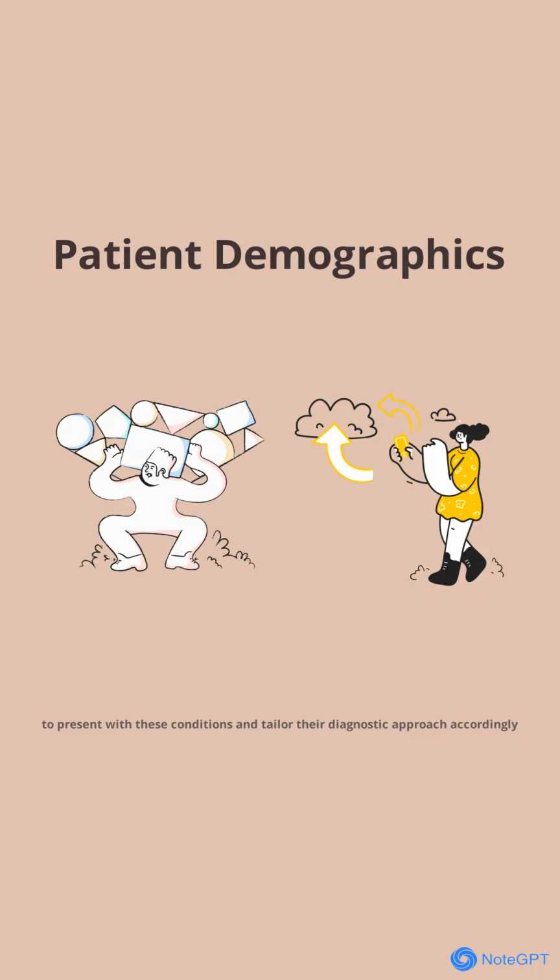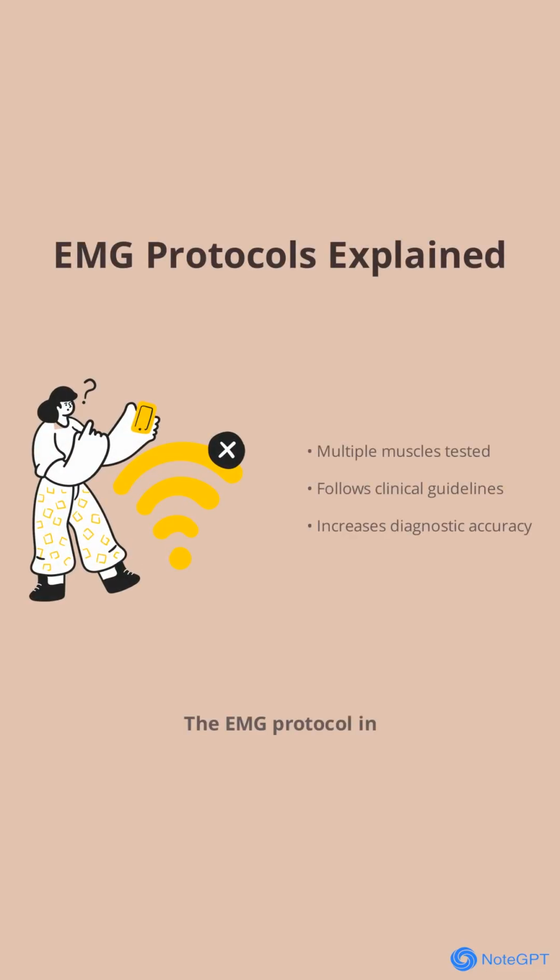The EMG protocol in this study followed established guidelines. For suspected radiculopathy, needle EMG was performed on multiple muscles innervated by the same root but different nerves. For cervical radiculopathy, muscles like the biceps, deltoid, and triceps were tested. For lumbar cases, muscles such as the rectus femoris, tibialis anterior, and peroneus longus were examined. This comprehensive approach ensures that the diagnosis is accurate and not confused with other nerve or muscle disorders. The inclusion of both limb and paraspinal muscles increases the sensitivity of the test.